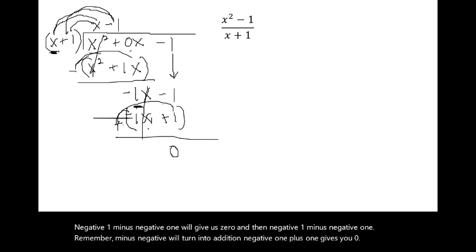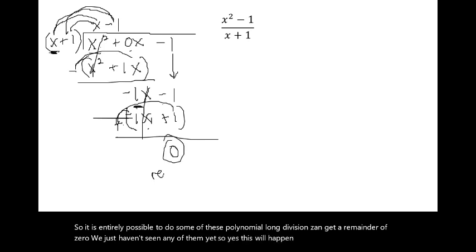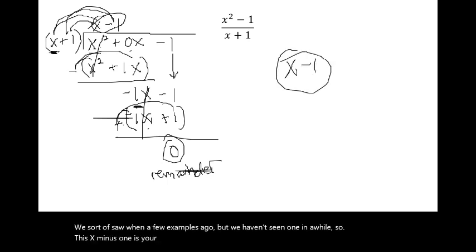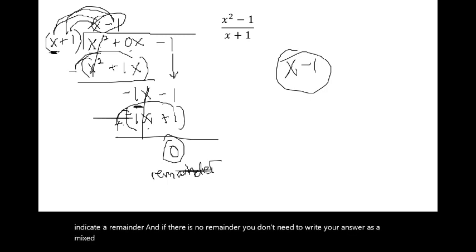So it is entirely possible to do some of these polynomial long divisions and get a remainder of 0. We just haven't seen any of them yet. So yes, this will happen. Your remainder is 0. Well, we sort of saw one a few examples ago, but we haven't seen one in a while. So this x minus 1 is your quotient, and since the remainder is 0, you do not even need to indicate a remainder. And if there is no remainder, you don't need to write your answer as a mixed number because it's just adding 0.